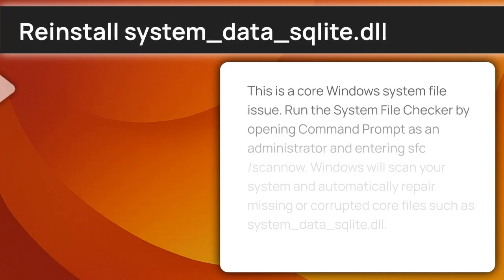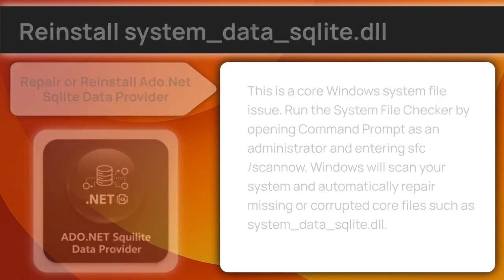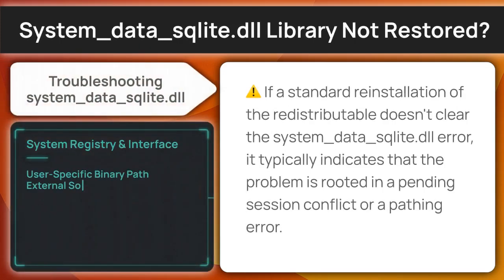This is a core Windows system file issue. Run the system file checker by opening Command Prompt as an administrator and entering sfc /scannow. Windows will scan your system and automatically repair missing or corrupted core files such as System Data SQLite module DLL. If that initial setup didn't clear the pop-up, let's examine the specific initialization sequence assigned to your application's directory.